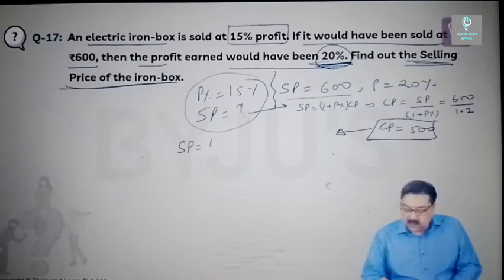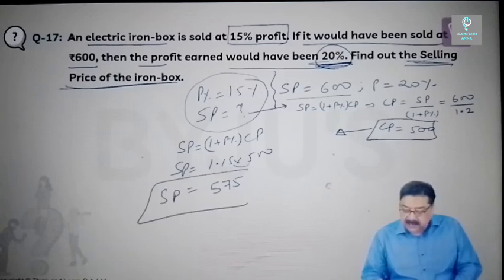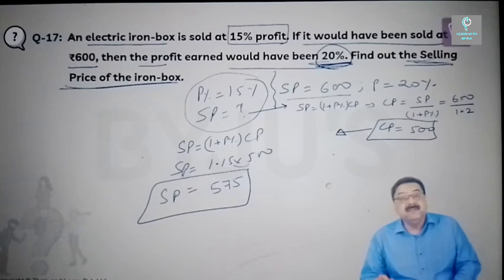Now let us use here. Selling price is 1 plus profit percent into CP. So selling price here will be 1.15 into 500. Quite simple to multiply also. 5 5s are 25, 5 1s are 5, plus 2, 7, and 5 1s are 5. That is 575. So the original selling price should have been 575.